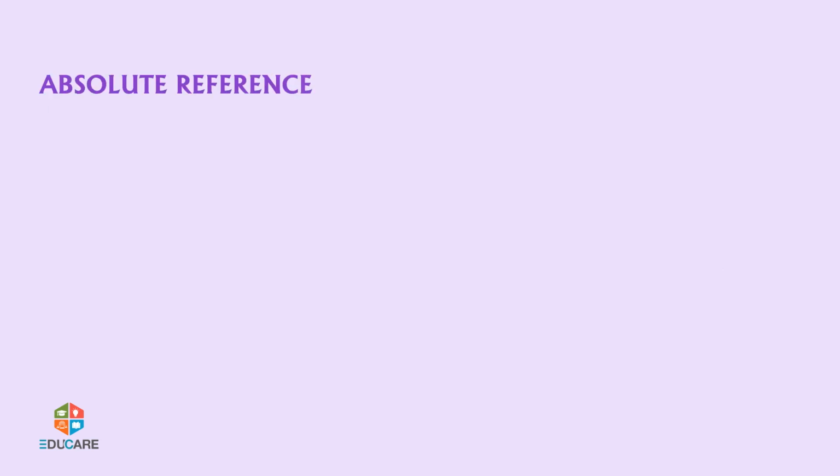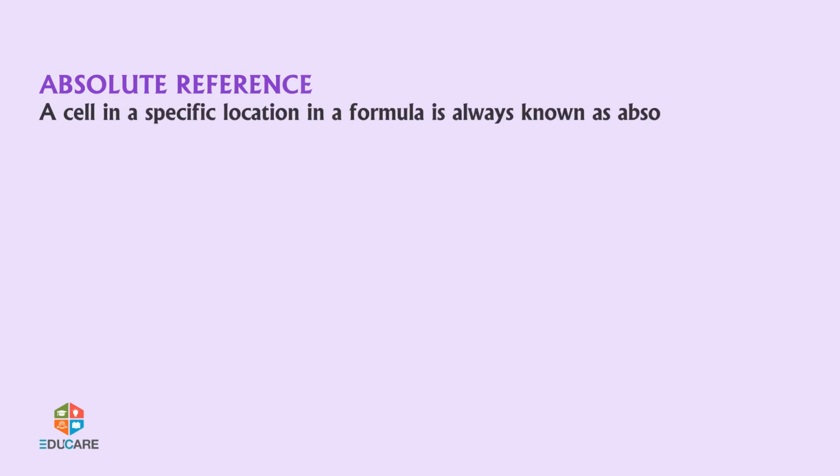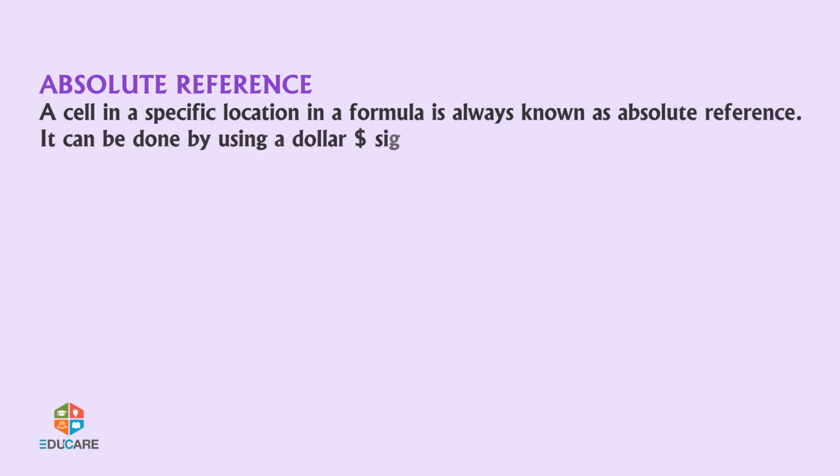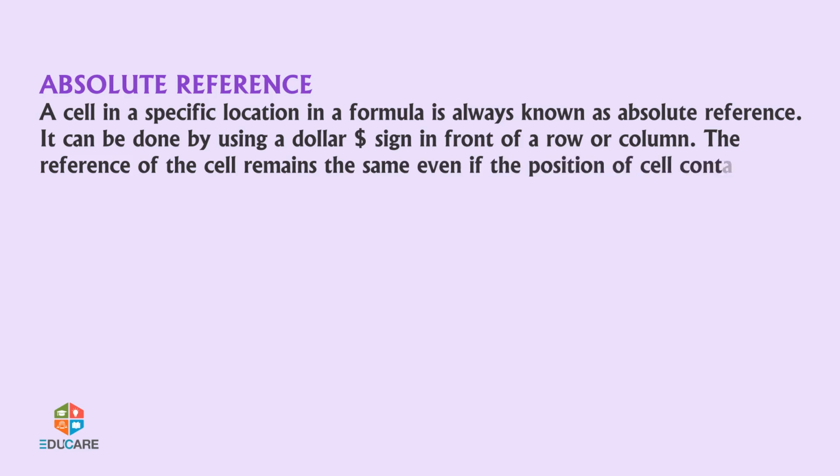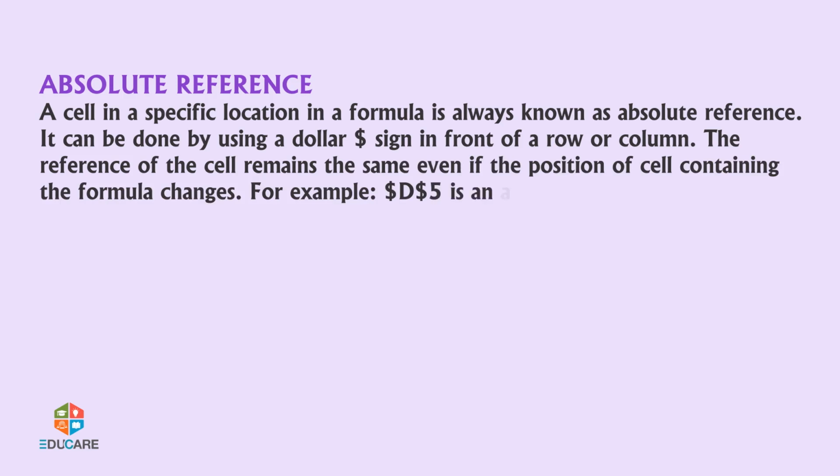Absolute reference. A cell in a specific location in a formula is known as an absolute reference. It can be done by using a $ sign in front of a row or column. The reference of the cell remains the same even if the position of the cell containing the formula changes. For example, $D$1 is an absolute address.